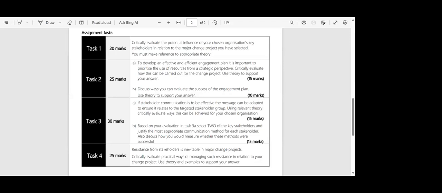So you have to take two stakeholders. They are only telling you to select two stakeholders and justify the appropriate communication method. So for customers, what is the appropriate communication method? Email. Okay. So likewise, you have to write it. Key stakeholders means main stakeholders, and you have to write the communication method and tell how it can be successful for them. So that is 15 marks. You have to write it in the B part, which includes three questions in one particular question. Okay. Task four, 25 marks.